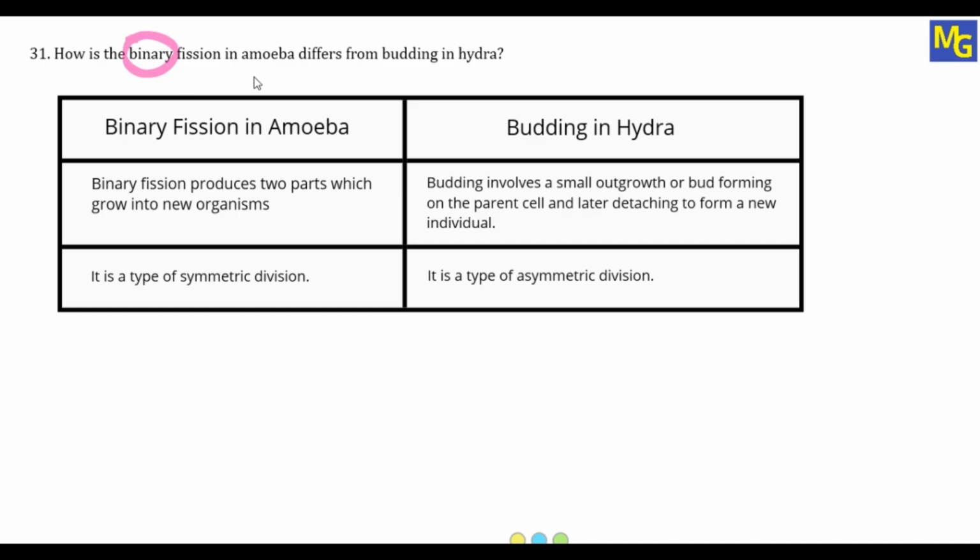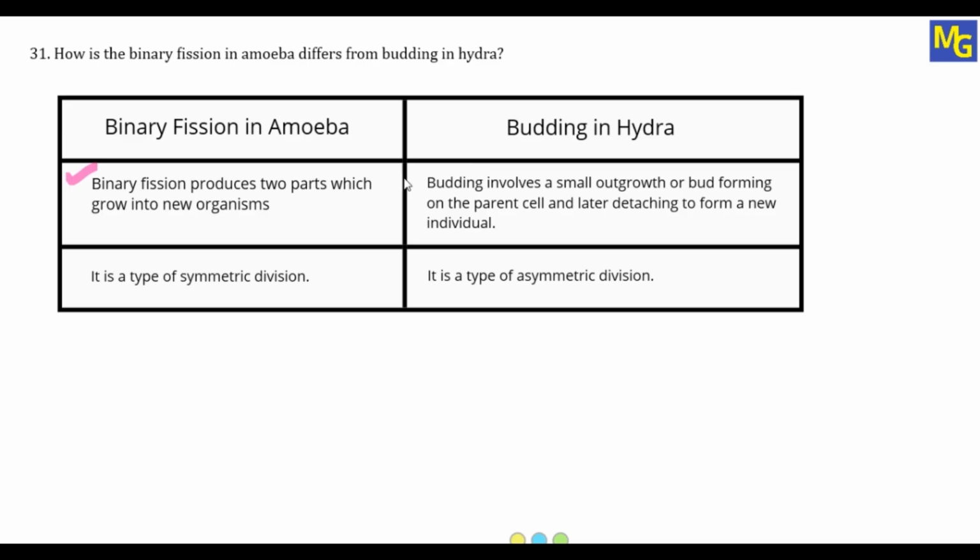So here the question is we have to write the differences between binary fission and budding, which is again an asexual reproduction process which can be seen in hydra. So what is binary fission? Write down the definition first as the difference. Binary fission produces two parts, as the meaning, bi means two. So two parts from which grow into a new organism. Means amoeba will divide into two and those two parts will grow individually as a new organism. So this is the first definition of binary fission.